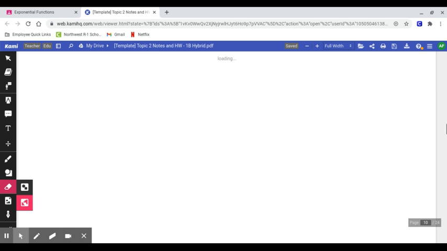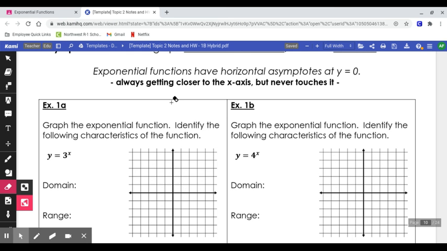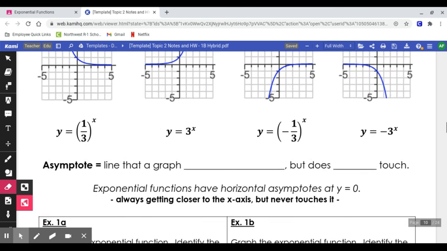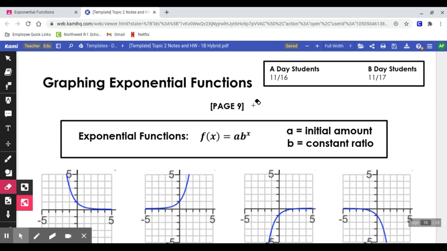Okay, and the cool thing about Kami is that you're able to edit straight on here. There are tools on the left here where you can edit straight onto this PDF. So when you open this document, go ahead and turn to page 9 or scroll down to page 9, and it's all about graphing exponential functions. We've been doing properties of exponents, so now we're going to graph with exponents.